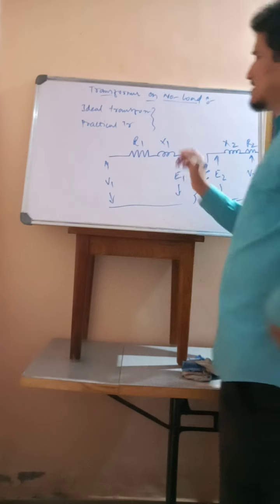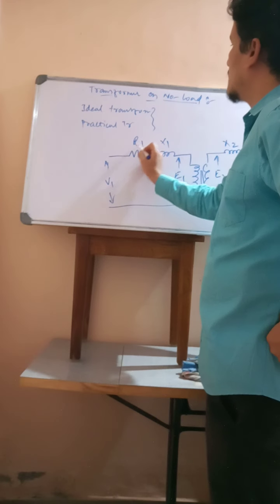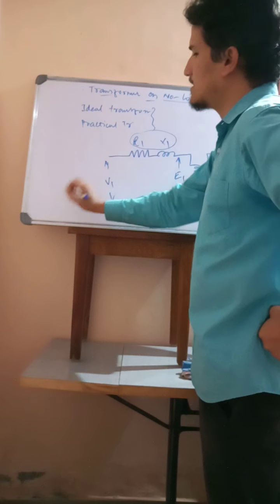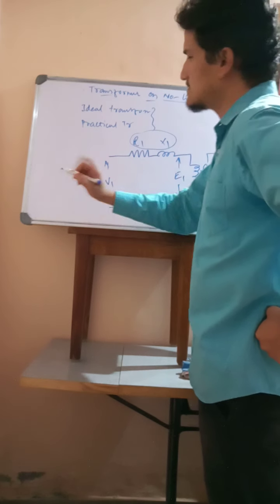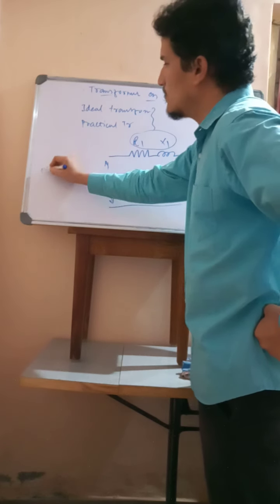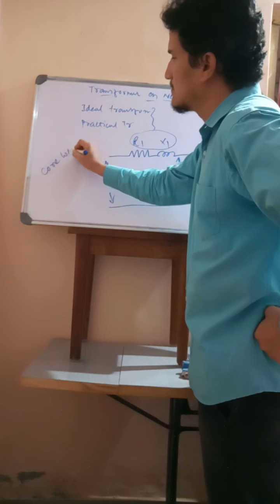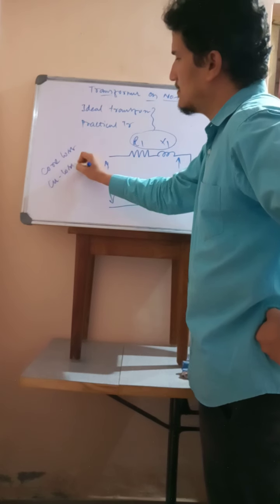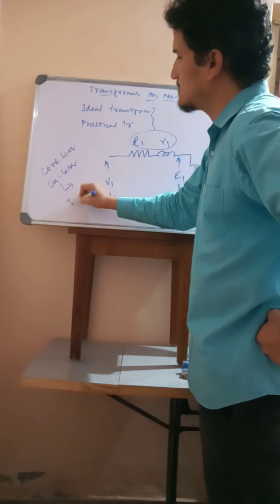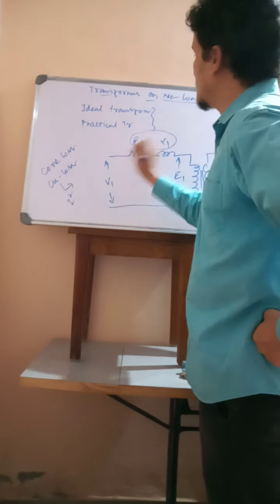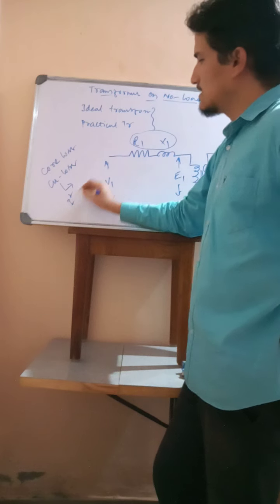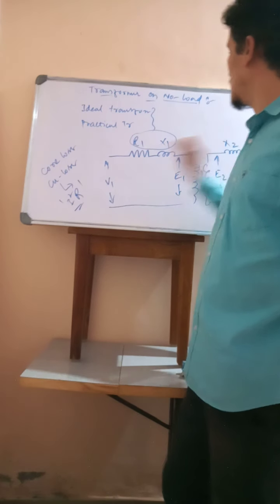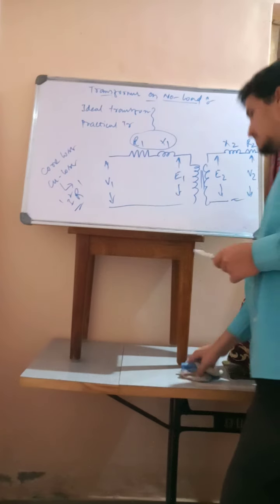So why have I taken the practical transformer? R1 and X1 effects will be there. What is copper loss? I have told you there are two types of losses in a transformer, repeatedly telling: one is core loss and another is copper loss. What is this copper loss? This is due to the presence of the resistance. I square R loss will take place on both sides.